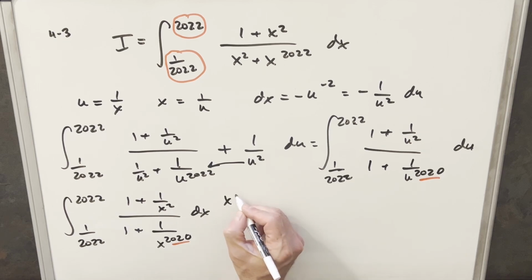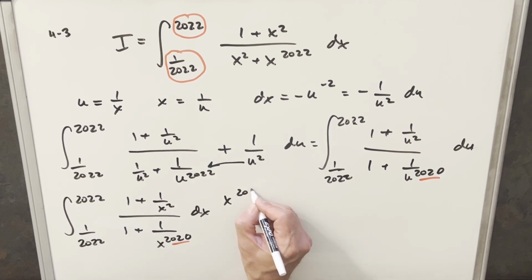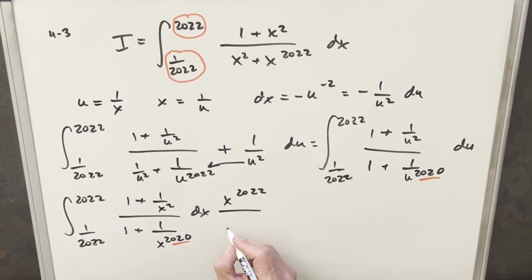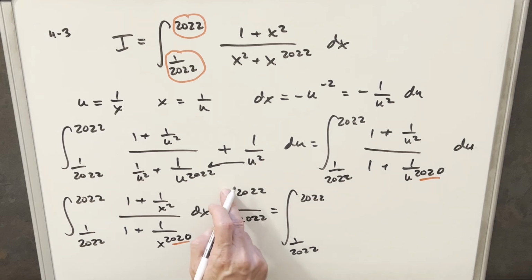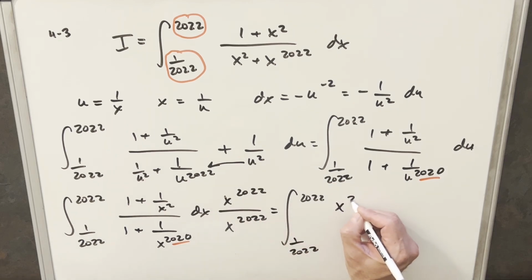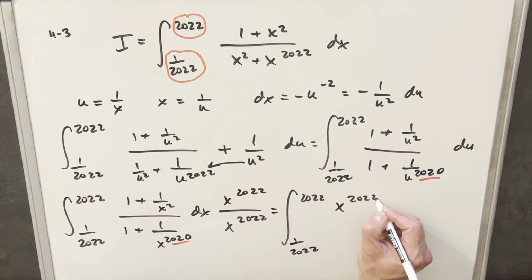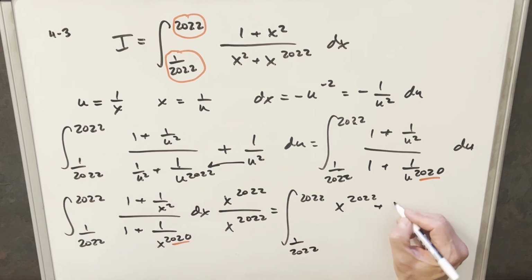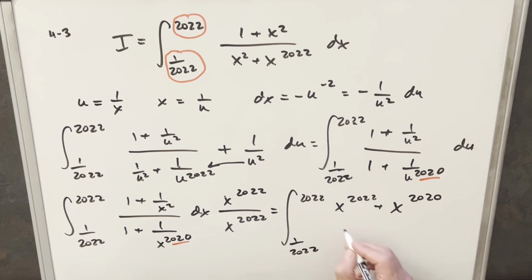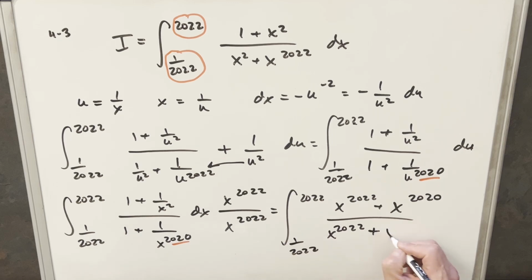And so what I'm going to do here is multiply top and bottom by x to the 2022 over x to the 2022. And let's just see how that's going to work. First, for the numerator, multiplying by x to the 2022, we're going to have an x to the 2022 here. And then multiplying it times 1 over x squared, this is going to be an x to the 2020. And then in the denominator, we're going to have x to the 2022. Then multiplying these last two terms, we're just going to get an x squared.